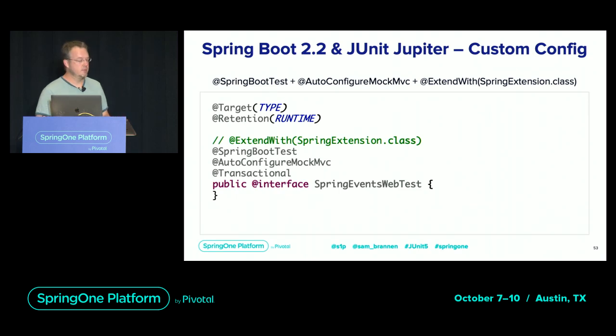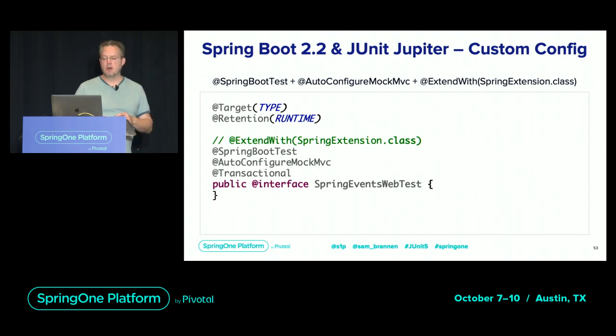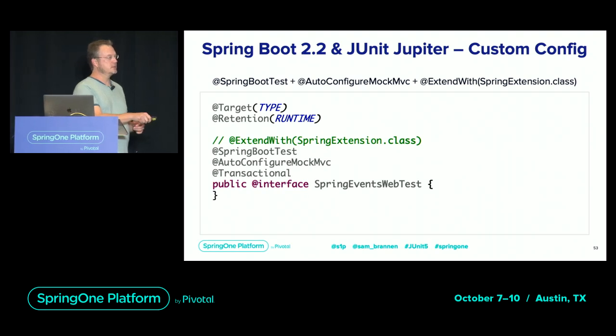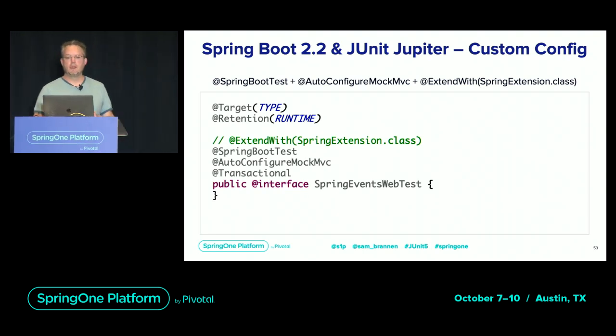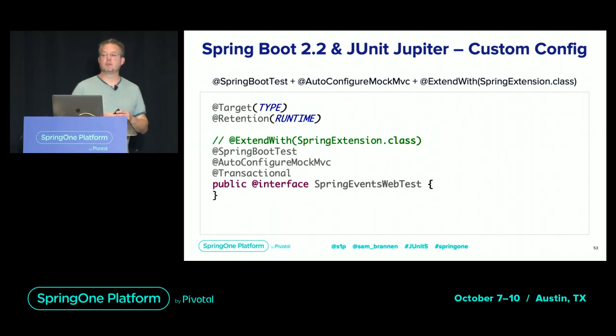So here we have an example. Make sure that the retention is runtime, otherwise it gets lost. And here I've got Spring Boot test, auto configure MVC, and I've got @Transactional from Spring. Now, I did have the @ExtendWith Spring extension, but that was before the Spring Boot team decided to automatically annotate Spring Boot tests. If you look at the source code for @SpringBootTest, it is meta-annotated with exactly this, @ExtendWith Spring extension. And actually all of the testing annotations in Spring Boot 2.2, I think 2.1 and higher, are meta-annotated with @ExtendWith Spring extension.